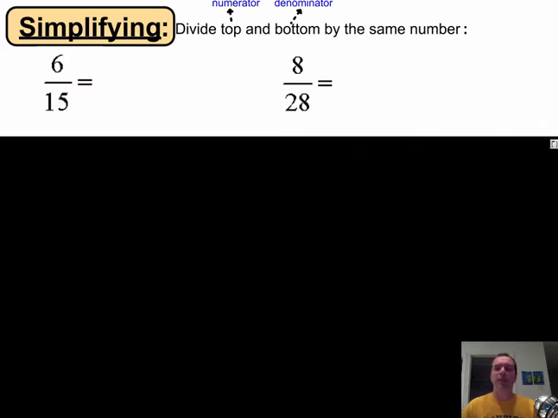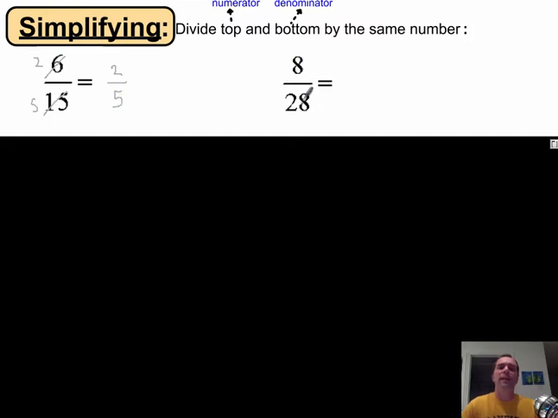To simplify a fraction, we just look at the number on top and the bottom, and we try to figure out if there's a number that we can divide both of them by. So 6 and 15, what can we divide it by? We can divide it by 3. 6 divided by 3 is 2, and 15 divided by 3 is 5. So this is the same as 2 over 5.